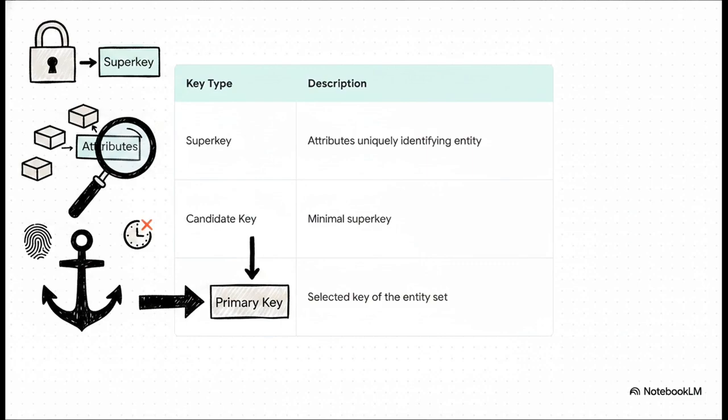A superkey is just any set of attributes that identifies an entity, and a candidate key is a stripped-down, minimal version of that. But the primary key, that is the one you manually select to anchor the entire table. Make absolutely sure the attributes you pick guarantee uniqueness and basically never, ever change.